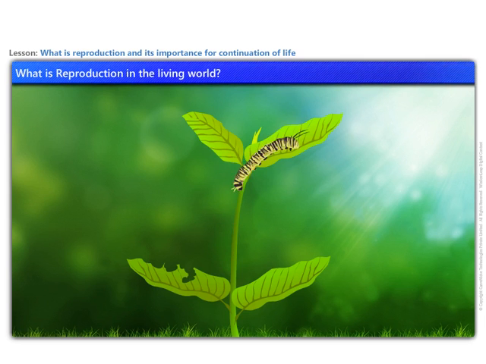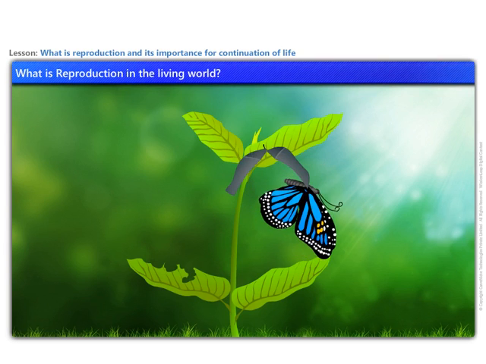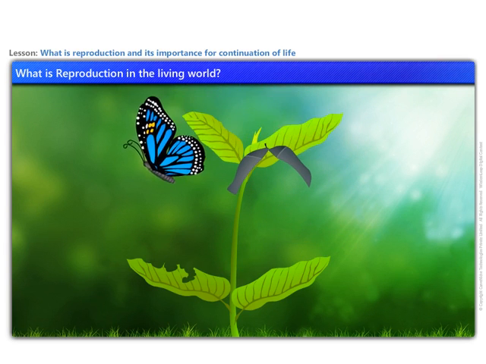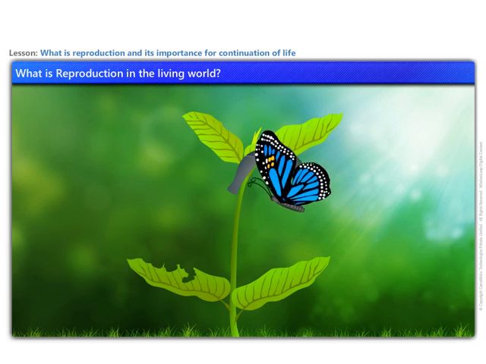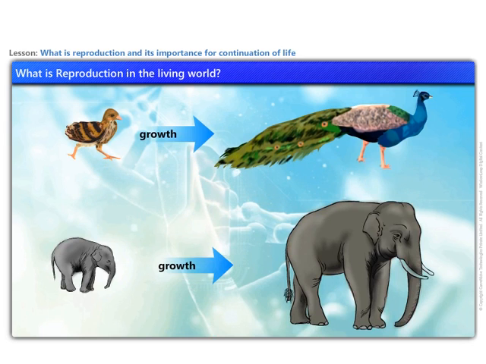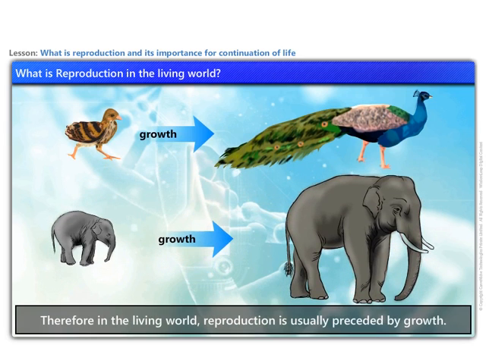When an organism is born, it is usually smaller in size compared to its parent. Insects, such as butterflies, start as caterpillars. They couldn't look more different from their parents at this stage. Only after the newborn grows and matures will they look and behave like their parents. This is also when they will be able to reproduce themselves. Therefore, in the living world, reproduction is usually preceded by growth.